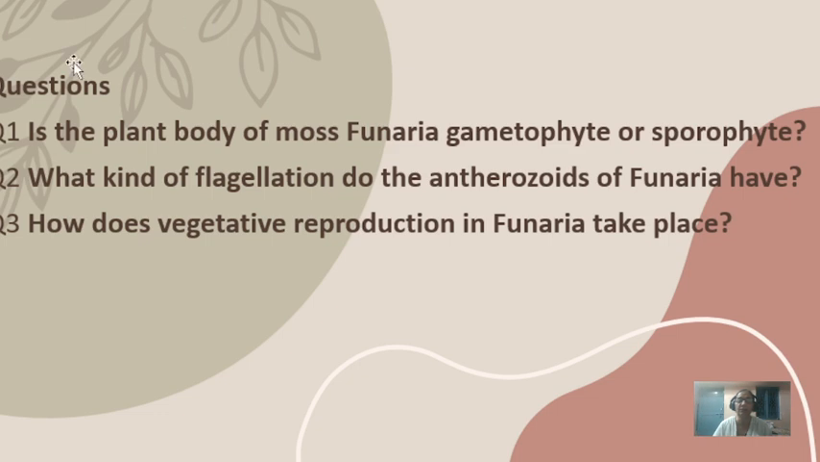So these are the questions related to the morphology and the life cycle of Funaria. Is the plant body of moss a gametophyte or a sporophyte? It is a gametophyte. What kind of flagellation do antherozoids of Funaria have? Antherozoids have a biflagellated structure. How does vegetative reproduction in Funaria take place? It takes place by means of primary and secondary protonema or spores. So there are a few of the things that take place.